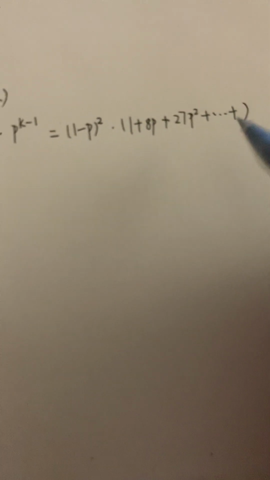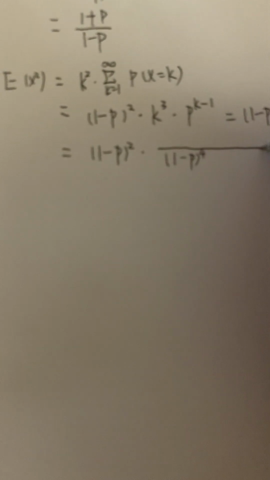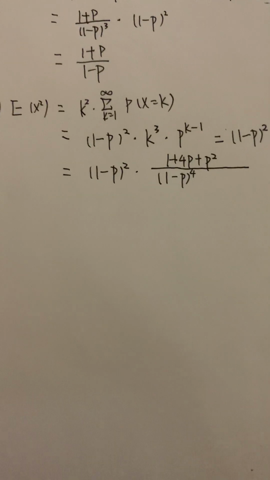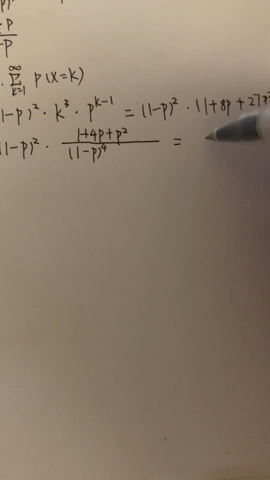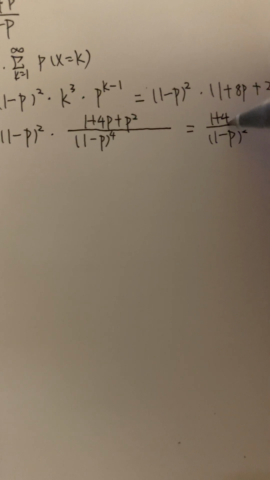As we showed above, this equation can use the same method to get the representation. So this whole equation is equal to (1 minus p) squared times (1 minus p) to the power 4 divided by 1 plus 4p plus p squared. So this is equal to (1 minus p) squared divided by 1 plus 4p plus p squared. This is the expected value of x squared.